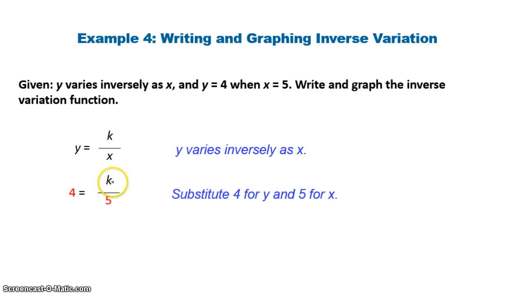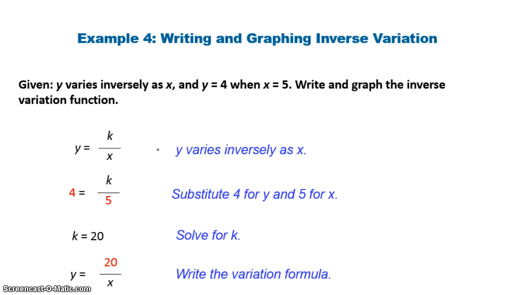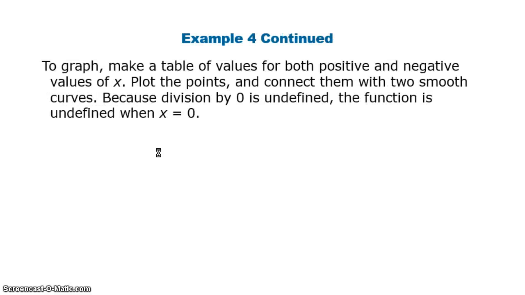We're going to solve for k, so we're going to get rid of that 5 by multiplying both sides by 5. And so we would get that k equals 20. We're going to rewrite and replace our k. Now we're going to take this and we're going to graph it. We can put this in our calculator.